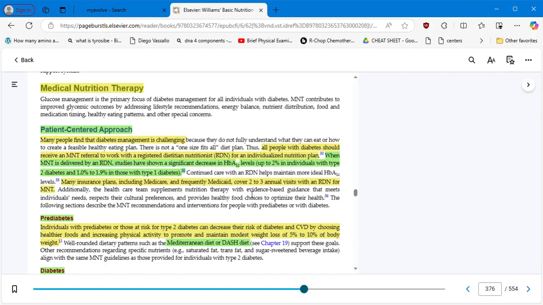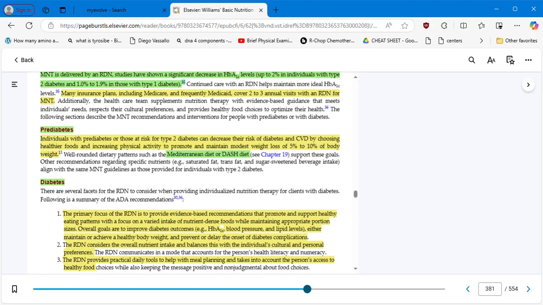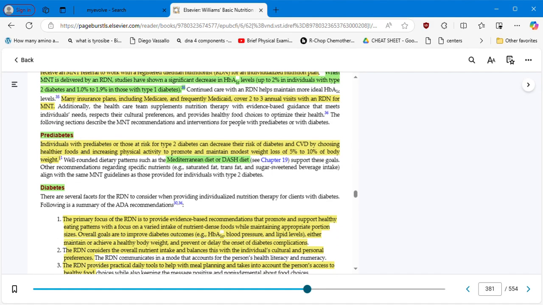Many insurance plans, including Medicare and frequently Medicaid, cover 2 to 3 annual visits with a registered dietitian for MNT. So it's 2 to 3 annual visits only, right? 2 to 3. With all these factors, and sometimes the appointments are by phone. Many of my patients report, I don't find any nutritionist in my area, and they just call me, how are you doing, what are you eating, that's all.